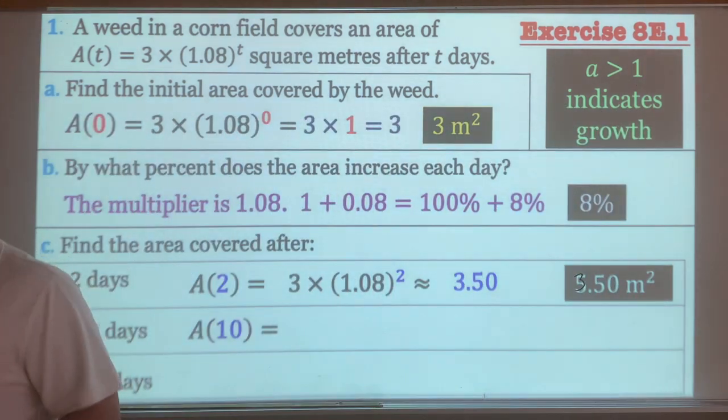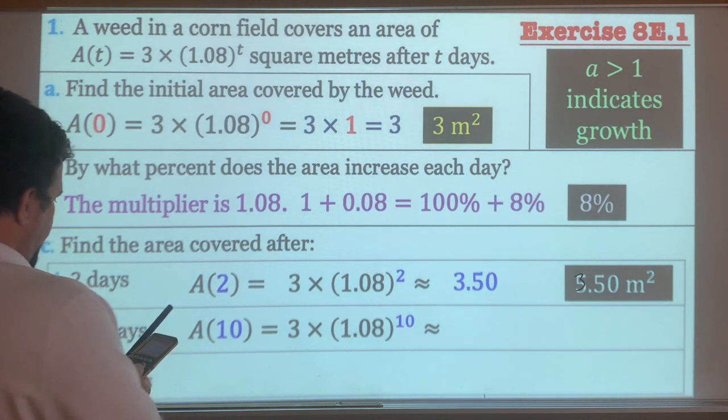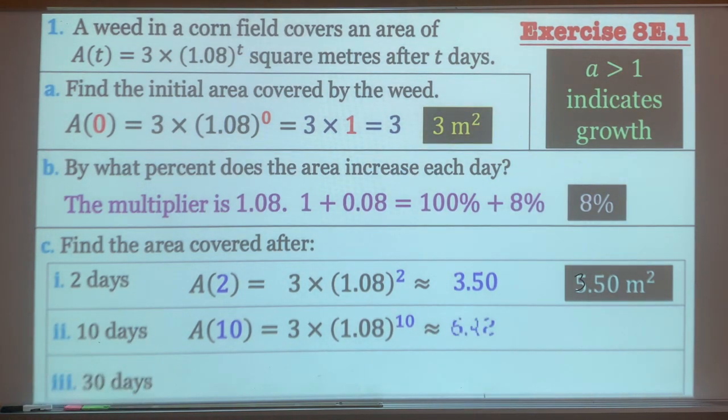All right, A(10). I gotta do this answer to make sure. 3 times 1.08 to the 10th power is approximately 6.48, which is 6.48 square meters, all right? Times 1.08 squared. Yeah, that's 3.5, not 5.5. That was right.